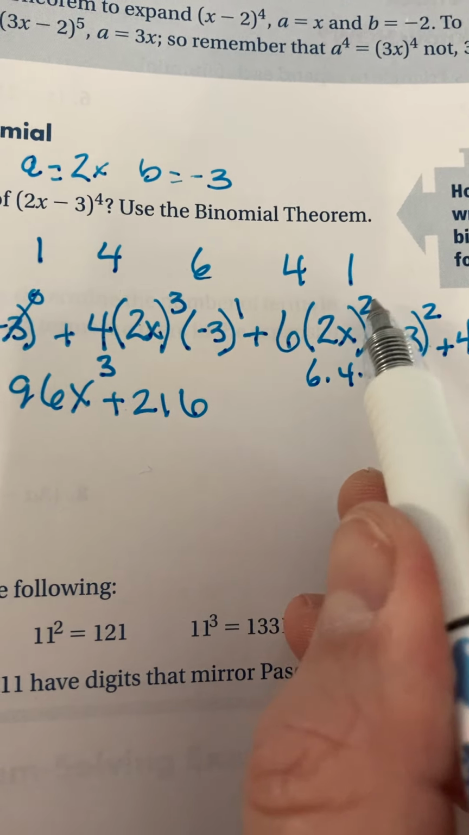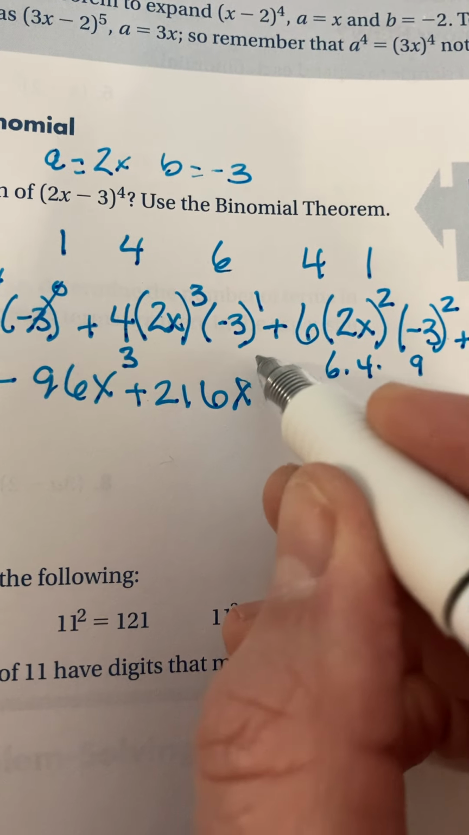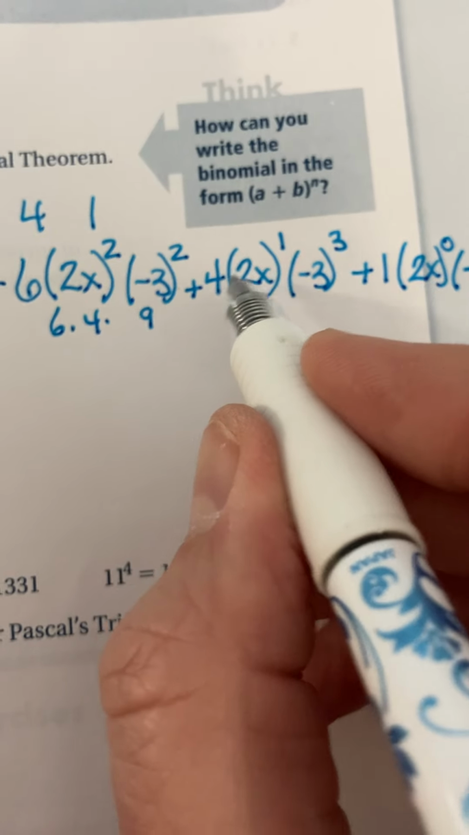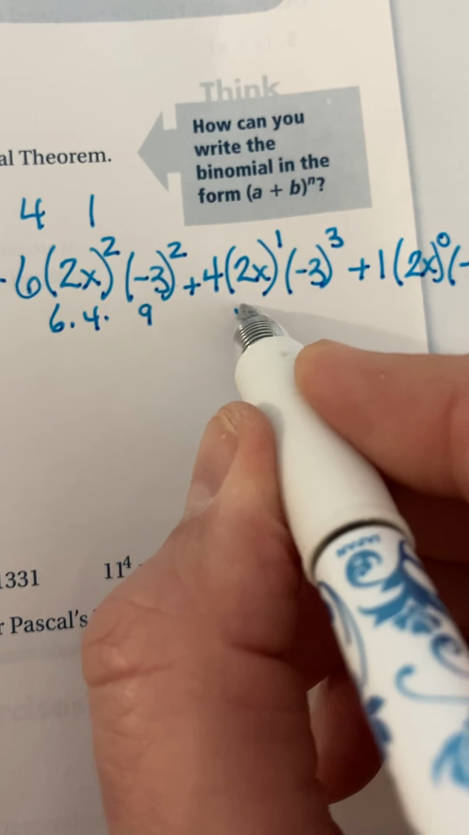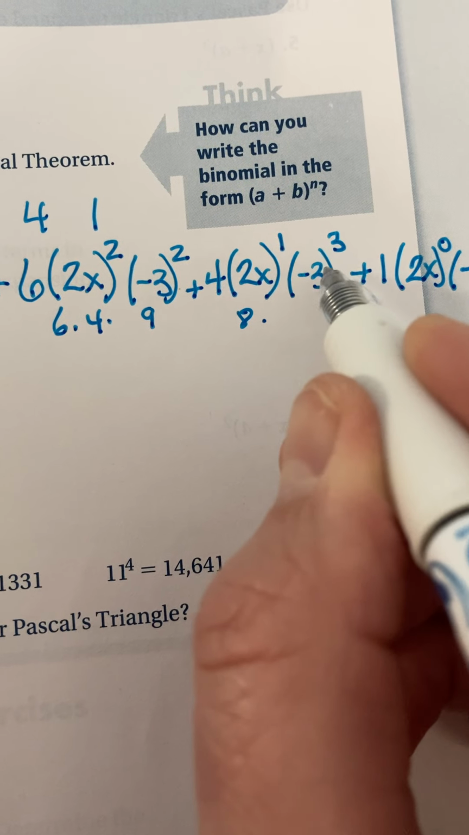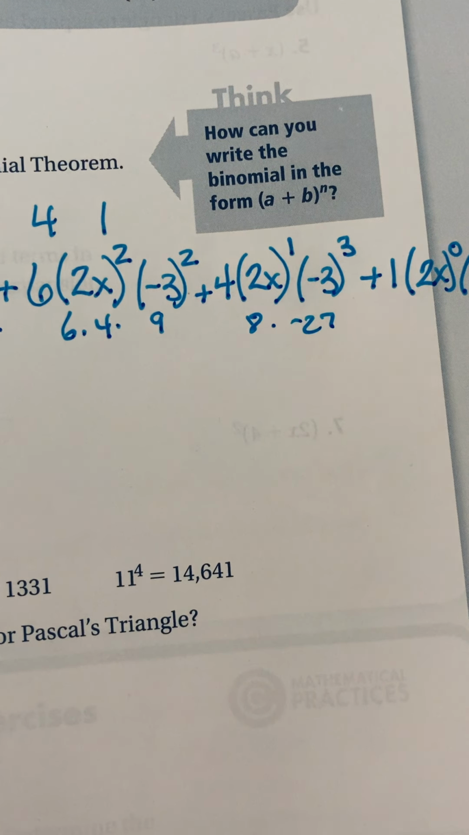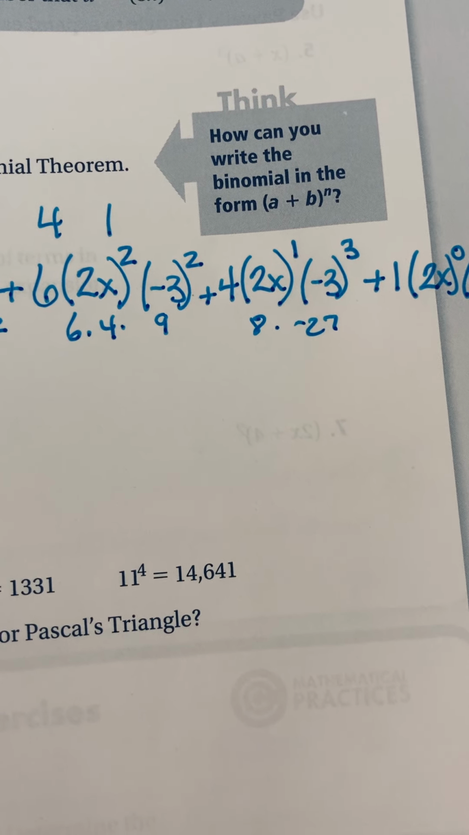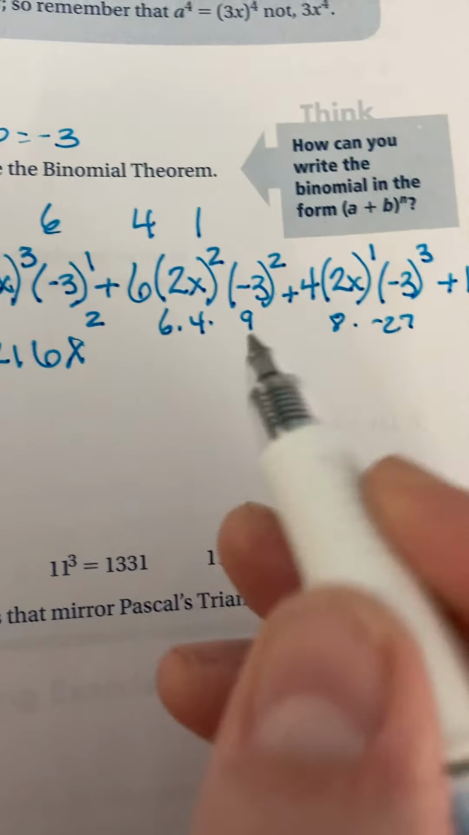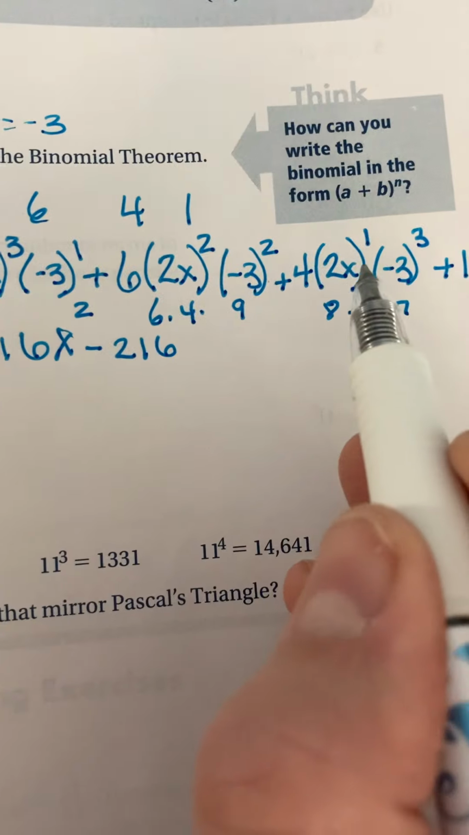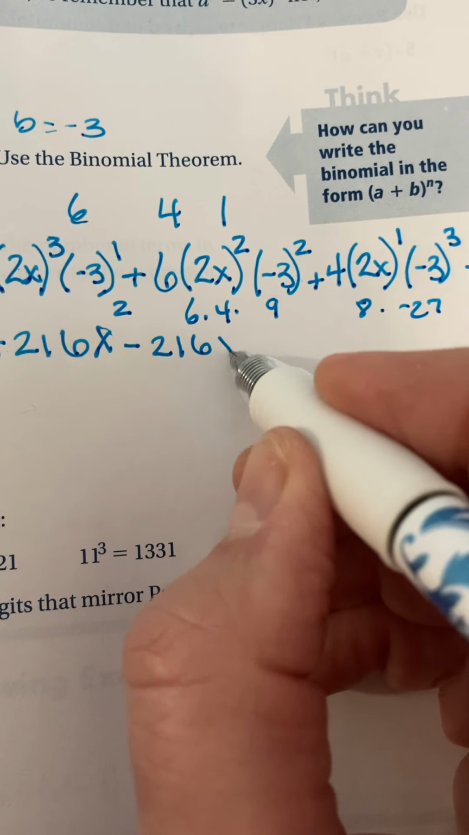And then I have x squared. Don't forget your variable, x squared. All right, come over here to this term. 4 times 2 to the 1st, so that's going to be 8. Negative 3 times a negative 3 times a negative 3 is negative 27. So I need to take negative 27 times 8, which is negative 216. And that would just give me x to the 1st.